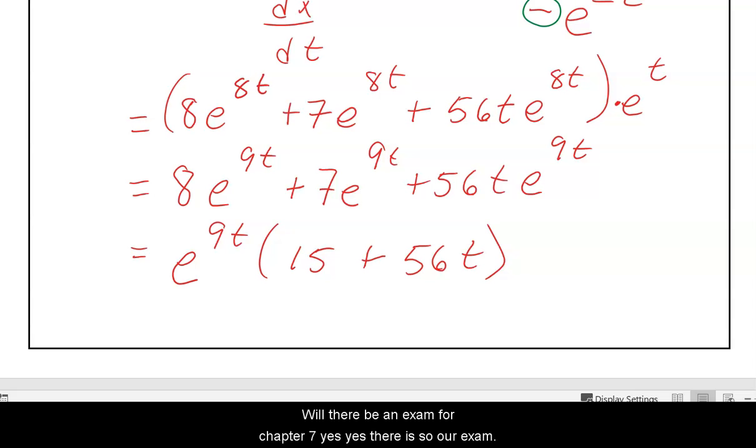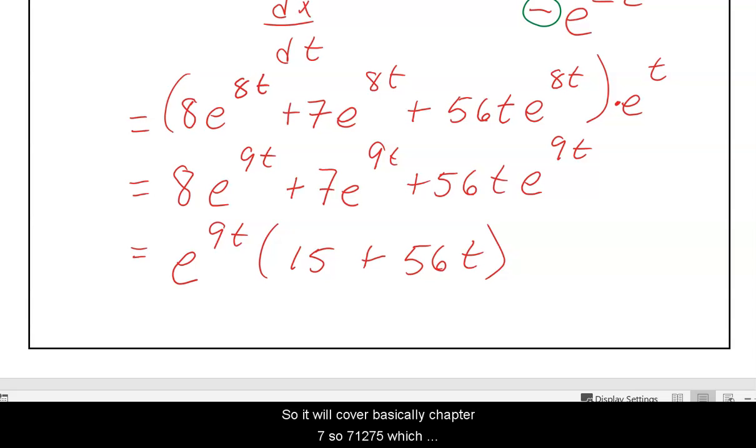So will there be an exam for chapter 7? Yes, there is. So our exam on this is going to be next week on Wednesday instead of Tuesday. Originally, I had it on Tuesday, but I can put the graded exam into D2L, so I don't actually have to see you to give it back. So I'm going to do it on Wednesday instead.